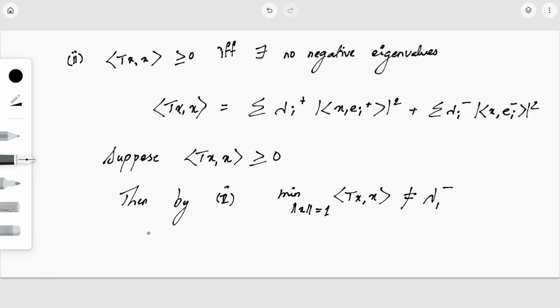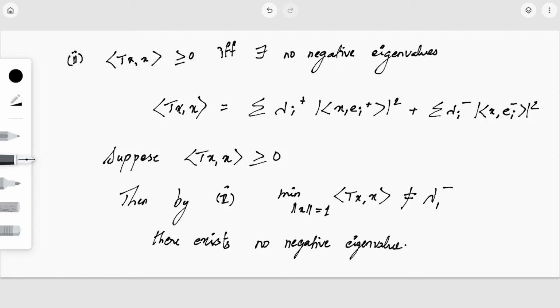So by part 1 we can say that there exists no negative eigenvalue. Okay, so that is done. Now let us see the converse part. Suppose there exists no negative eigenvalue.